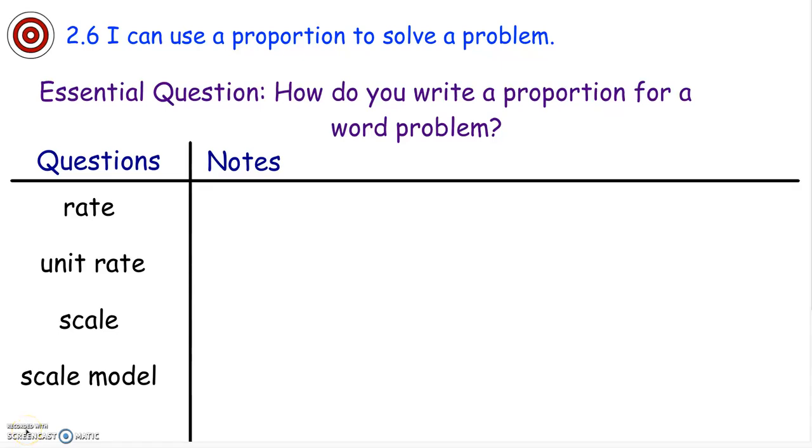Lesson 2.6. Our learning target is I can use a proportion to solve a problem. Our essential question says, how do you write a proportion for a word problem? Our first new vocabulary word is a rate. A rate is a ratio of two measurements that have different units of measure.